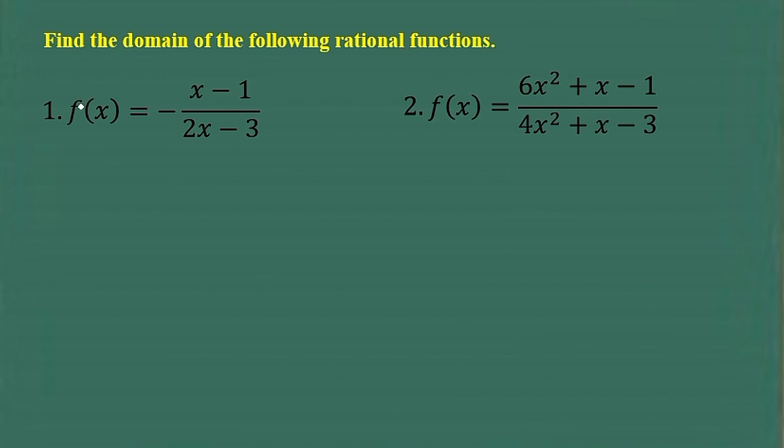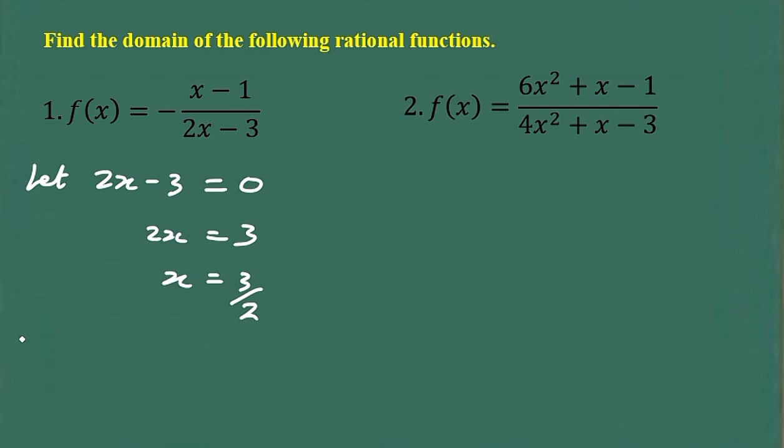The first question we have here is f of x equals minus x minus 1 all over 2x minus 3. Let's always equate the denominator to 0. Let 2x minus 3 equal 0 and solve for x. We are going to have 2x equals positive 3, and so the value of x is going to give us 3 over 2.